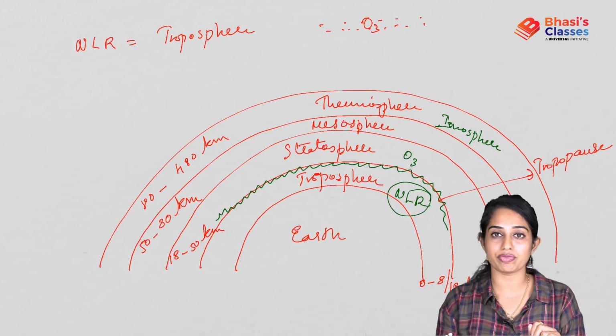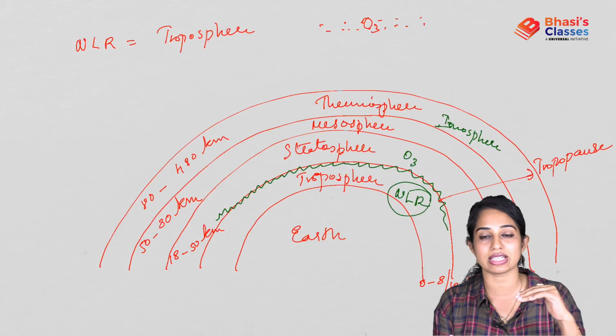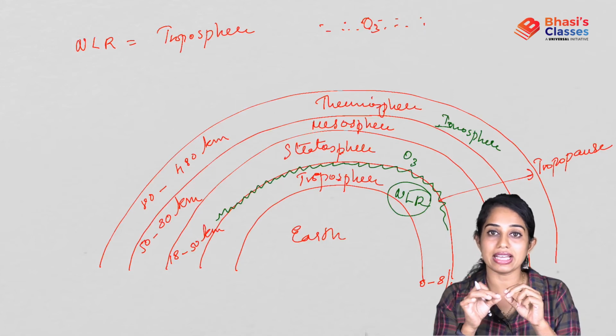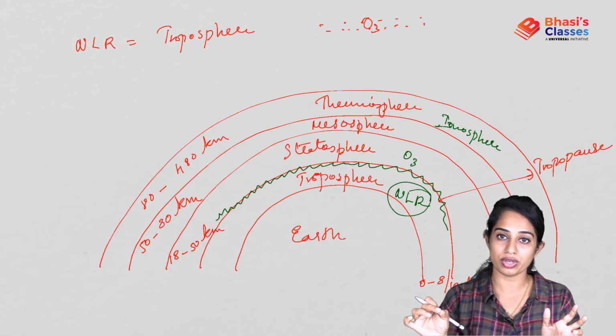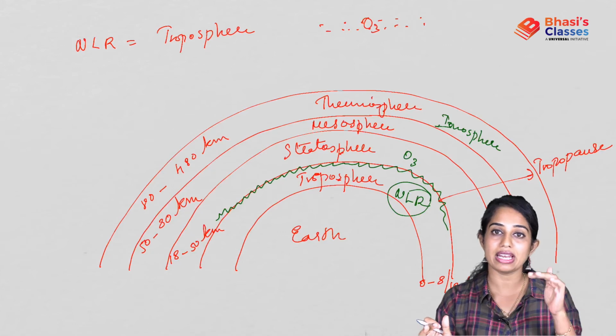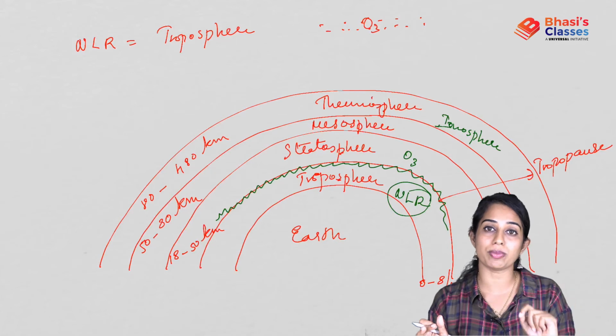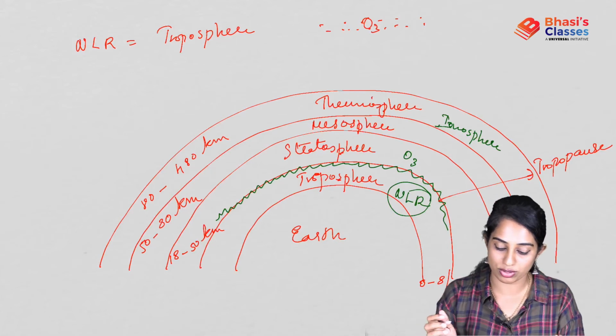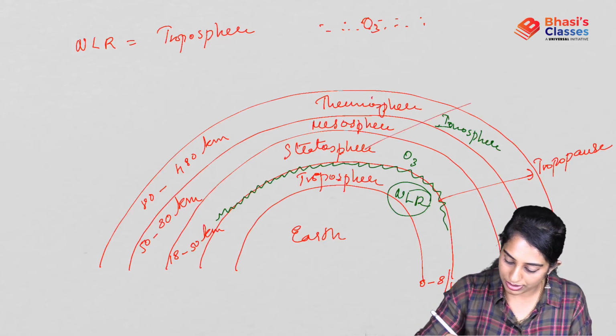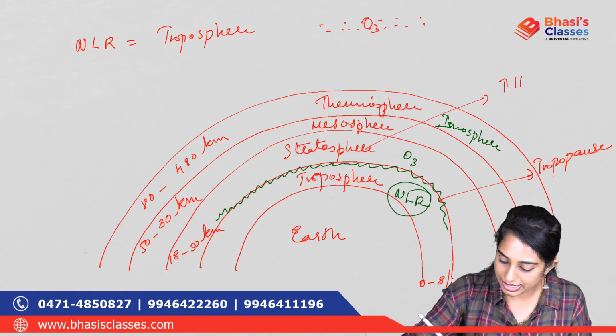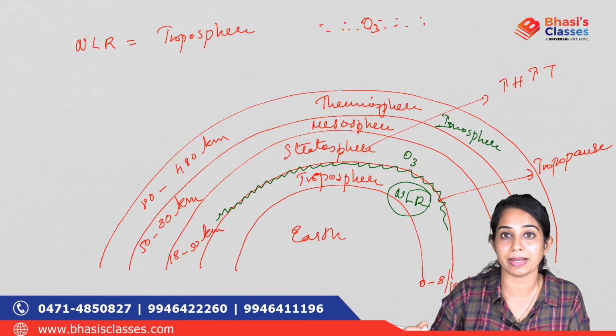So in the stratosphere, because of the ozone layer, when sun rays come, it will absorb those rays and that layer becomes heated up, hot or warm. Therefore, NLR will not be applicable there, because when you go up with increase in height, what do you observe in the stratosphere? There is an increase in temperature also.